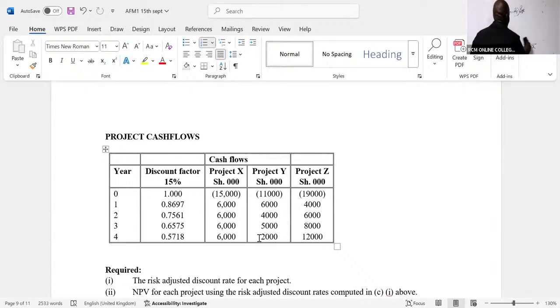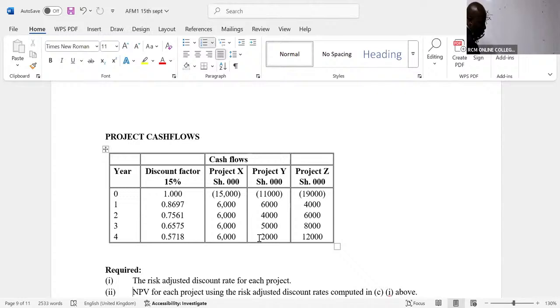They have different risk factors. So we start straight away with project X. I can see time: 0, 1, 2, 3, 4. And then I can see my cash flows. So cash flows of X alone, I can see 15.